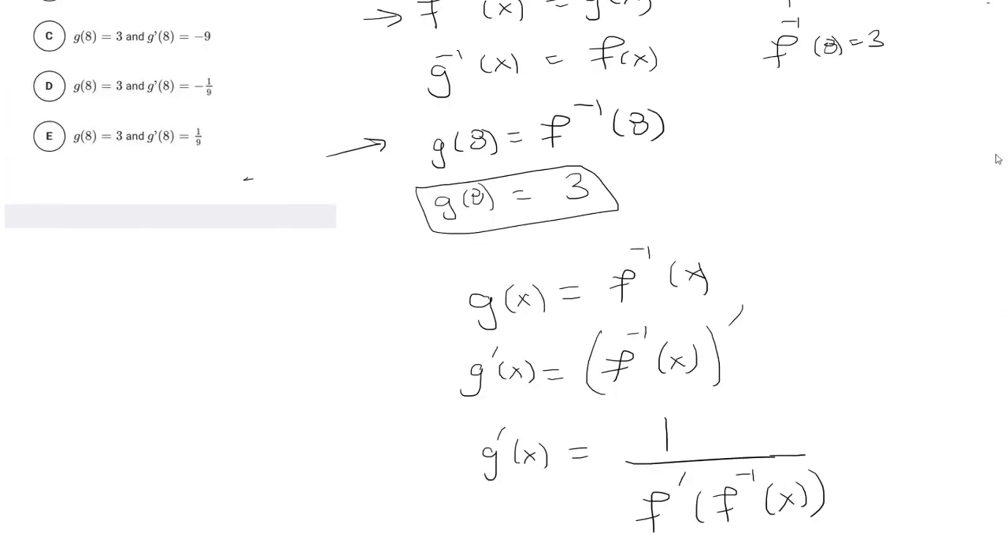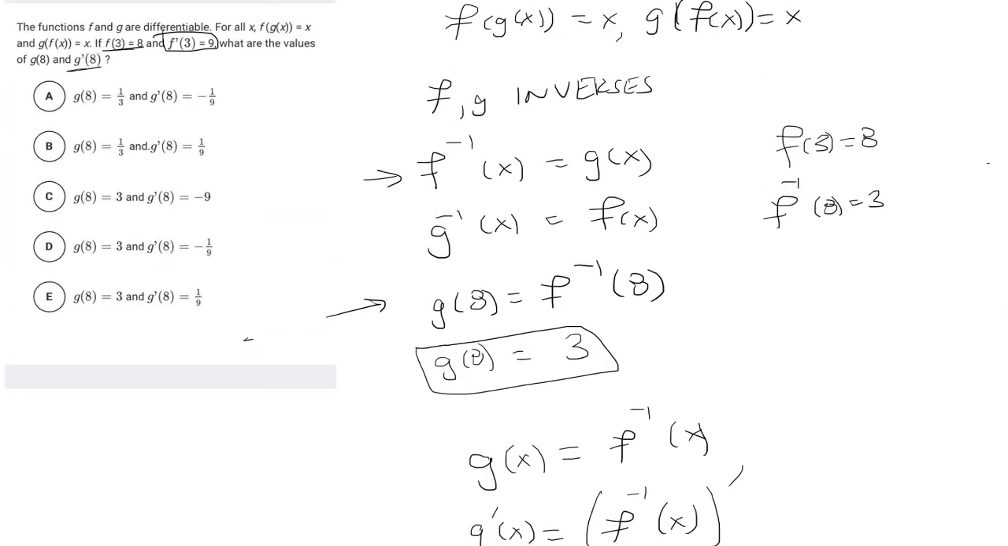Okay, g prime of 8 is 1 over 9. g of 8 is 3. Okay, let's see which one that applies. Okay, the answer choice is E.